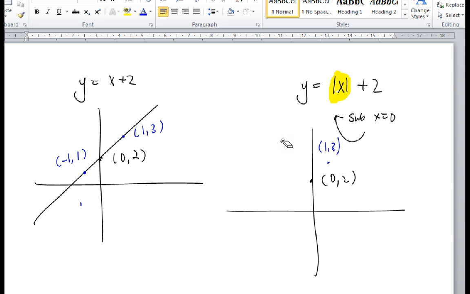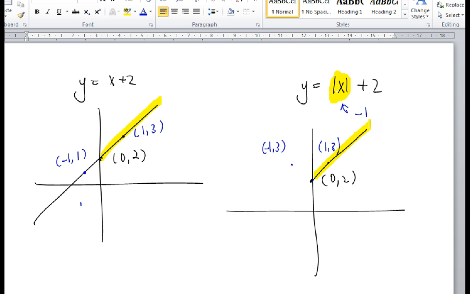What happens if I substitute negative 1 here? It is as good as substituting 1 here. It's the same. Correct? So I sub negative 1 here, I will get y equals 1. So I will get the same y coordinate here. So is it obvious to all of us now that we get this part which is exactly the same as this?